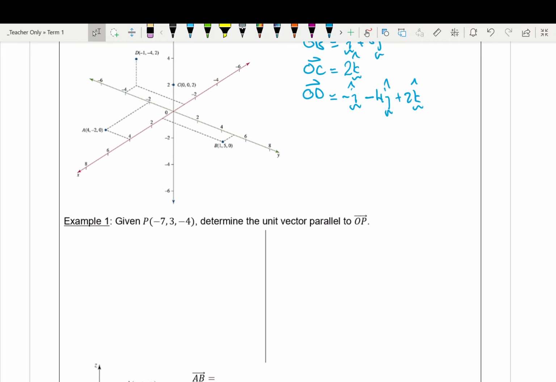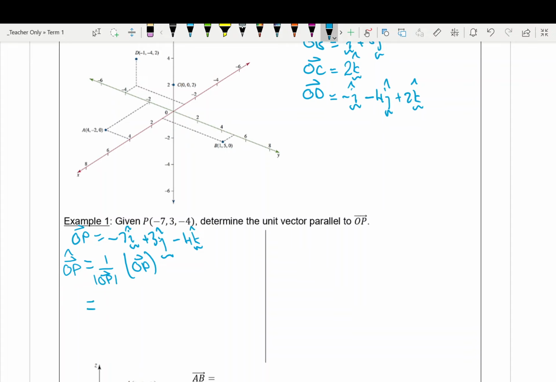Example 1. Given the point P, determine the unit vector parallel to OP. So O to P by itself is -7i + 3j - 4k. So the unit vector parallel to that is using 1 over the magnitude of OP times O to P. So that is going to give us the unit vector. So unit vector O to P with a hat over it is equal to that there.